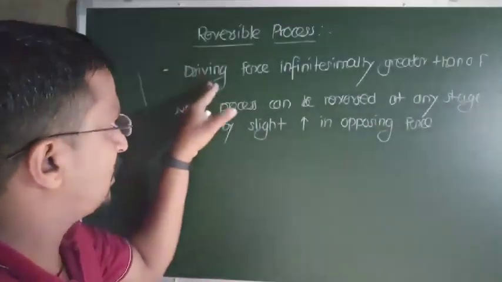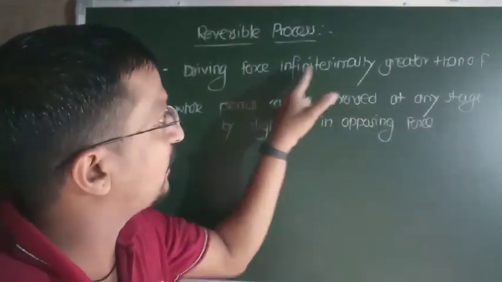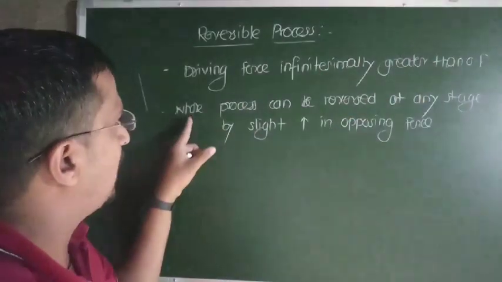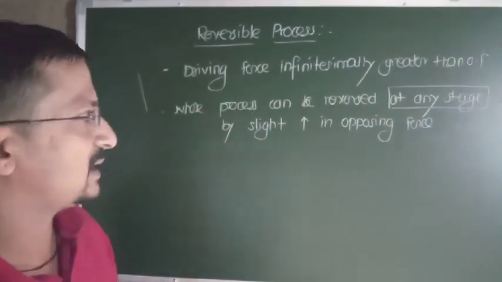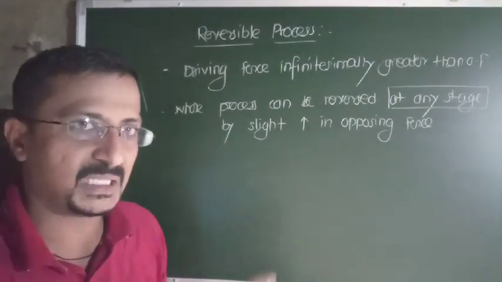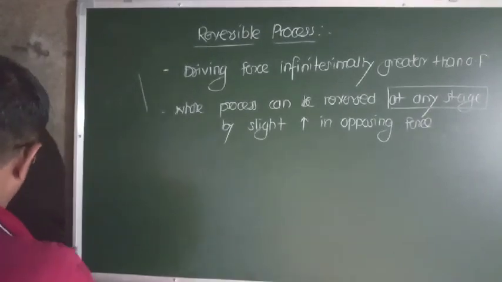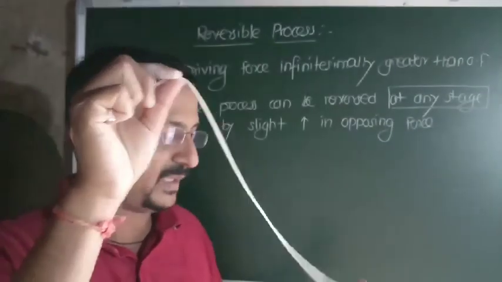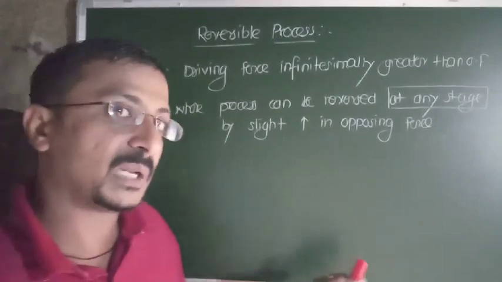That is, the process in which driving force and opposing force differ from each other infinitesimally, where driving force is greater than opposing force, and the whole process can be reversed at any stage, very important, at any stage by slight increase in opposing force. Let's explain this reversible process by means of a concept. Suppose a marker is tied with a thread. Here first we explain the irreversible process.